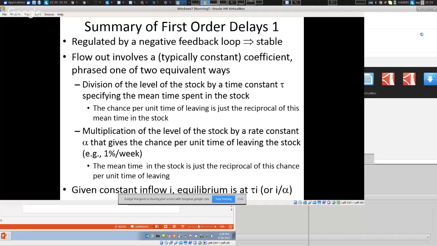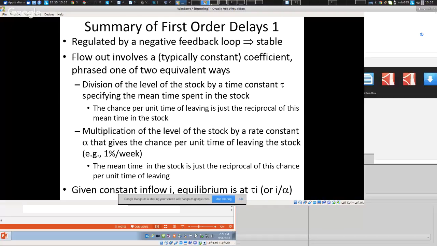Why? Because the value of the outflow is the value of the stock times alpha, and the value of the stock times alpha is just I over alpha times alpha at equilibrium, or I. And that's when inflow equals outflow. Okay.